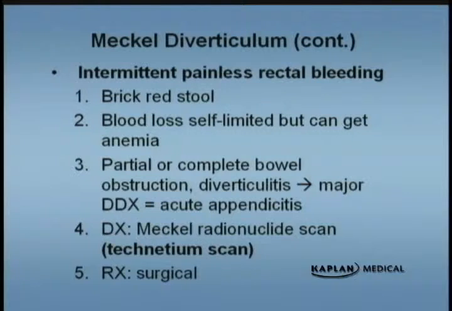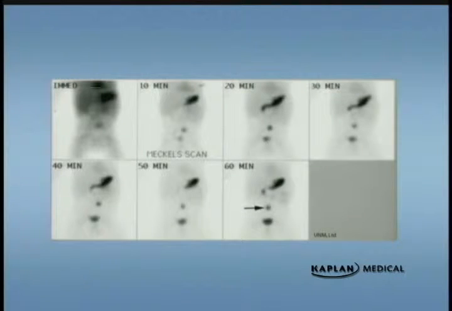And the best test, boy does that sound like a test question, the best test is going to be what's known as a technetium scan. They're not going to call it a Meckel scan on the exam. That would be too easy. They're going to call it a technetium scan. The technetium is taken up by 2 types of tissue. The technetium is taken up by gastric mucosa. And we know that there's 2 types of tissue in the Meckel's diverticulum, and one of those types of tissue is gastric mucosa. So when you do a Meckel scan, it'll look like this.